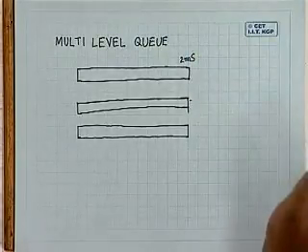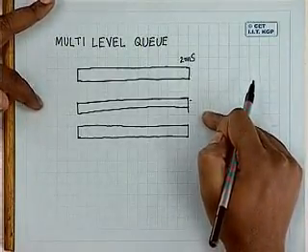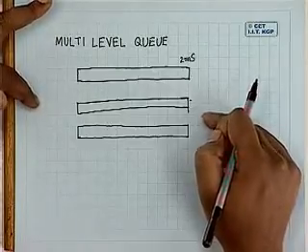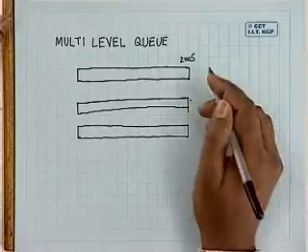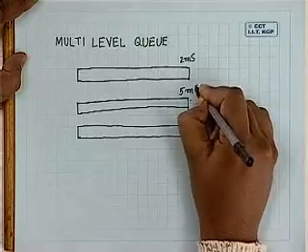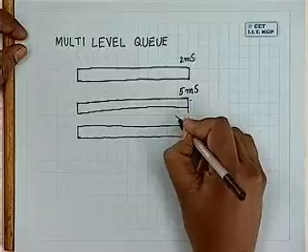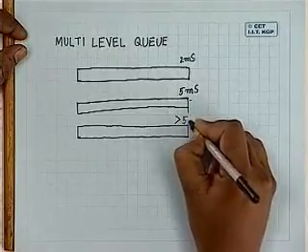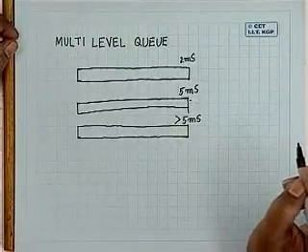The second ready queue may contain the jobs whose CPU burst requirement is greater than 2 milliseconds but less than or equal to 5 milliseconds. And this third one may contain the jobs whose CPU time requirement, or burst duration, is greater than 5 milliseconds.